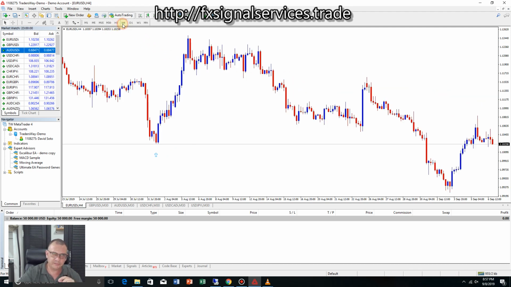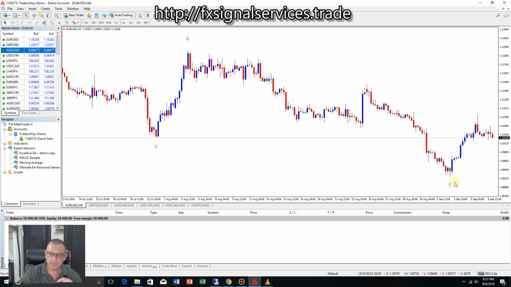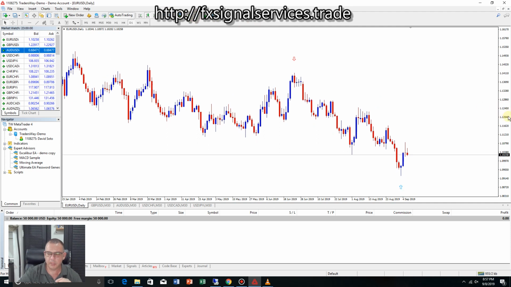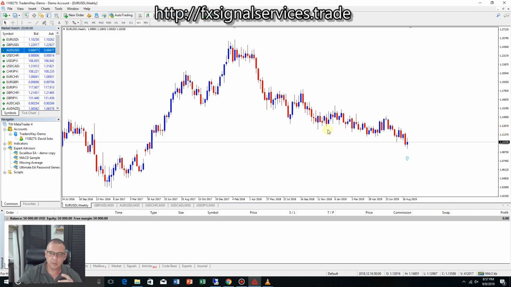But if we look at the 4 hour, we have an up arrow, but no red down arrow yet. And if we look at the daily, all we have is an up arrow. The same for the weekly. So what this means is that this EURUSD is definitely going to be going into an uptrend.